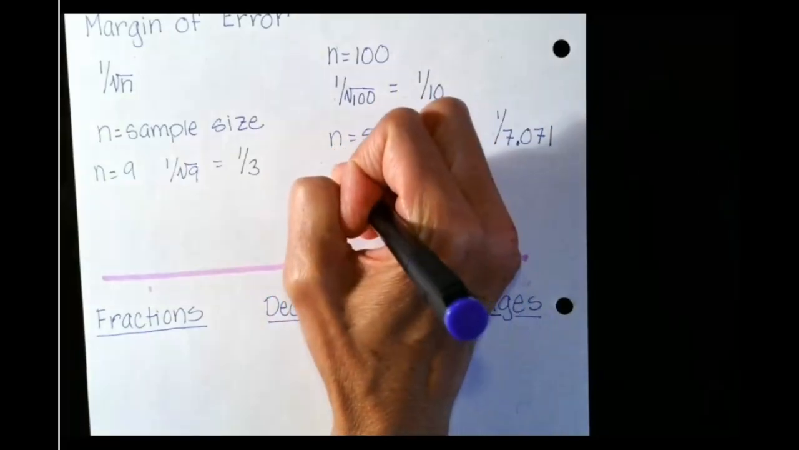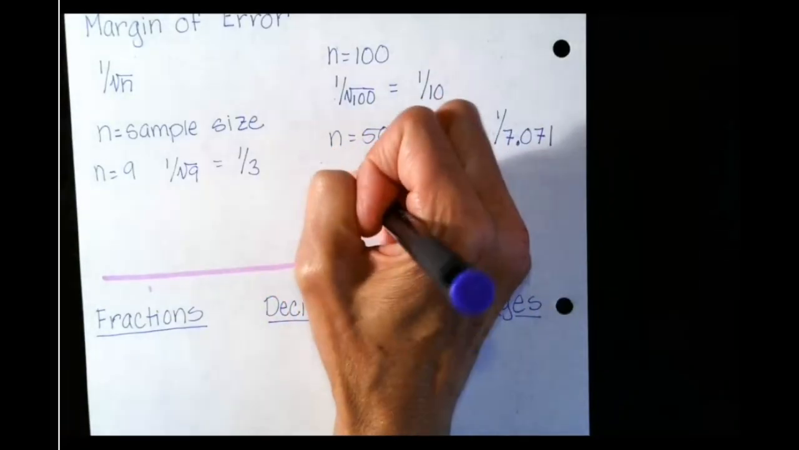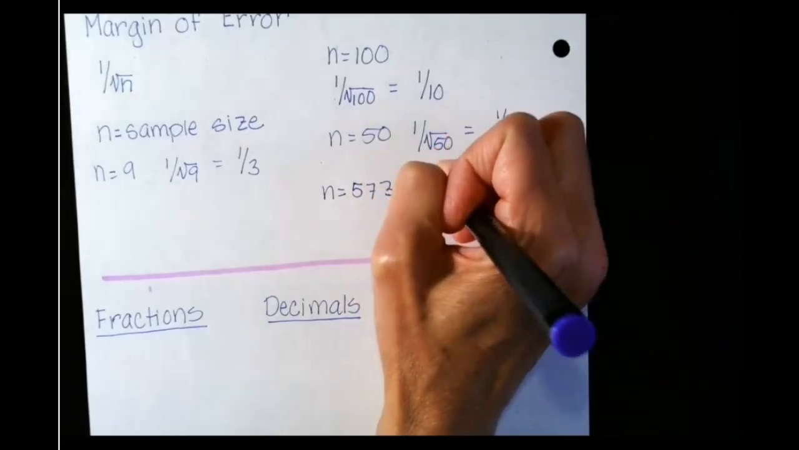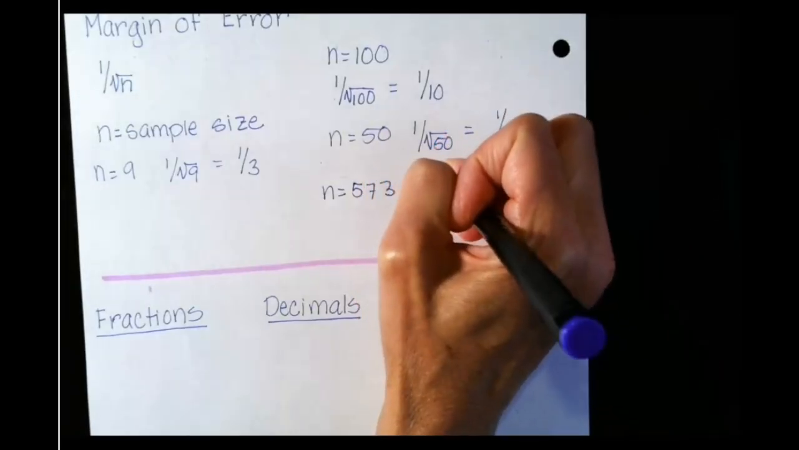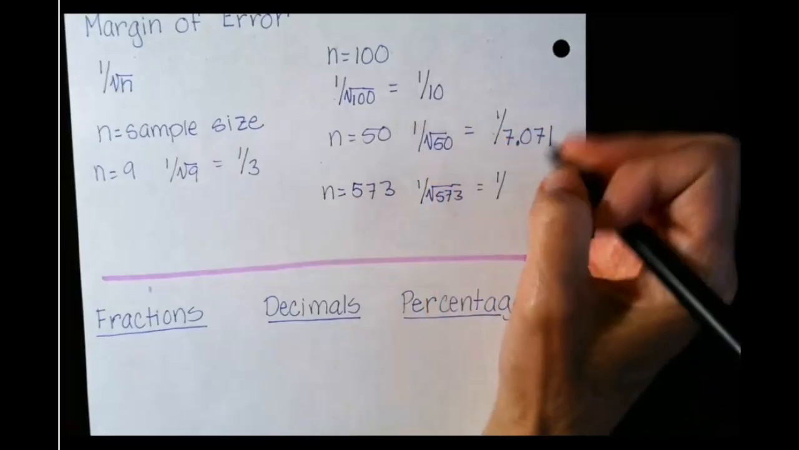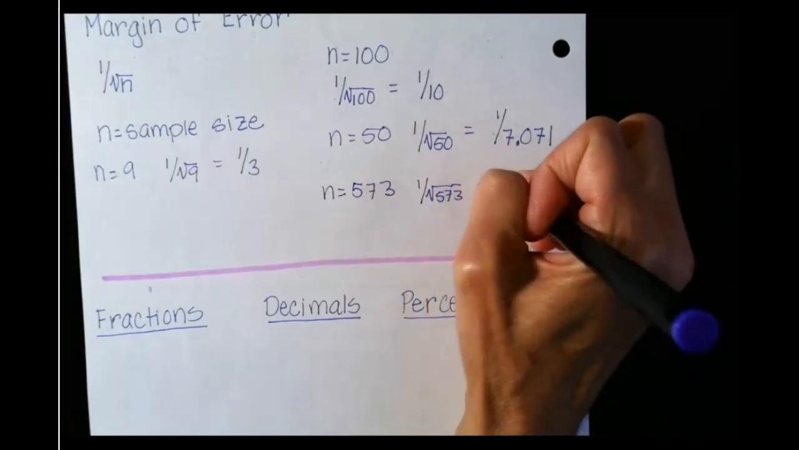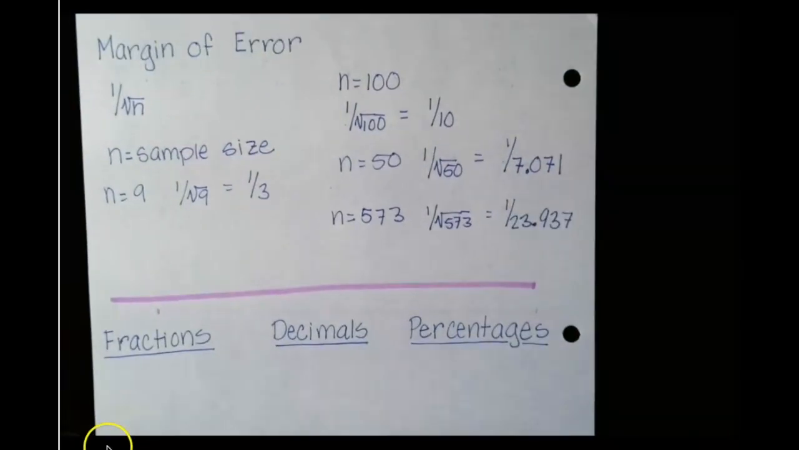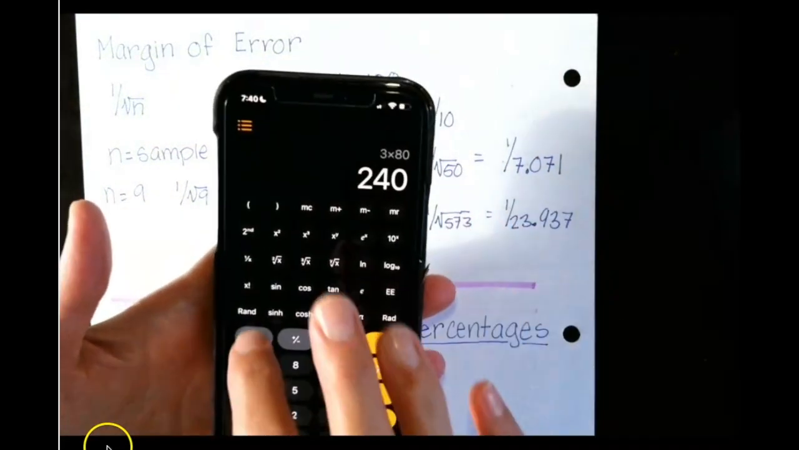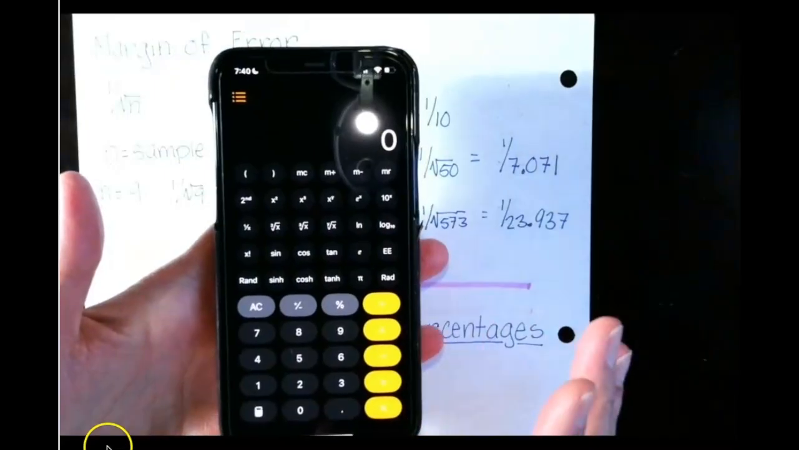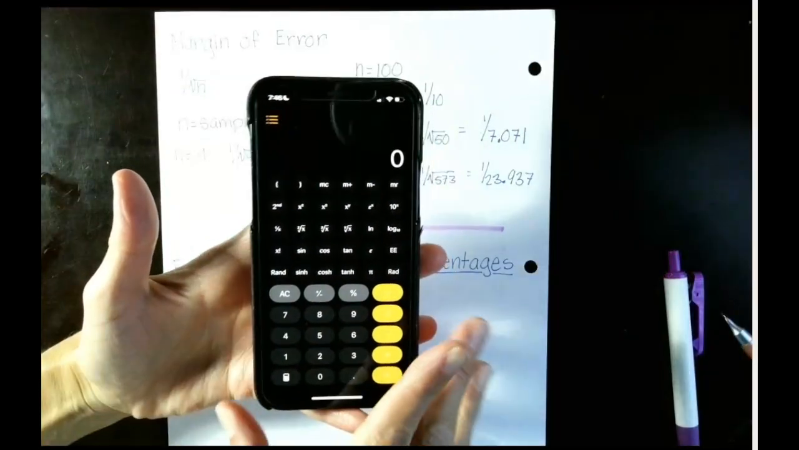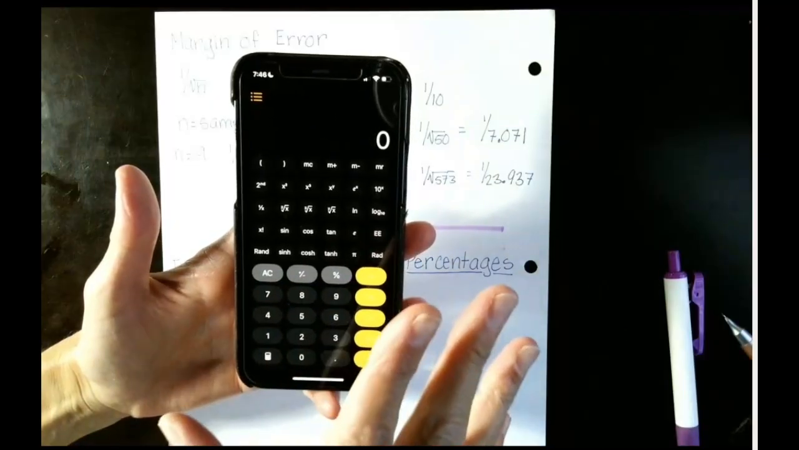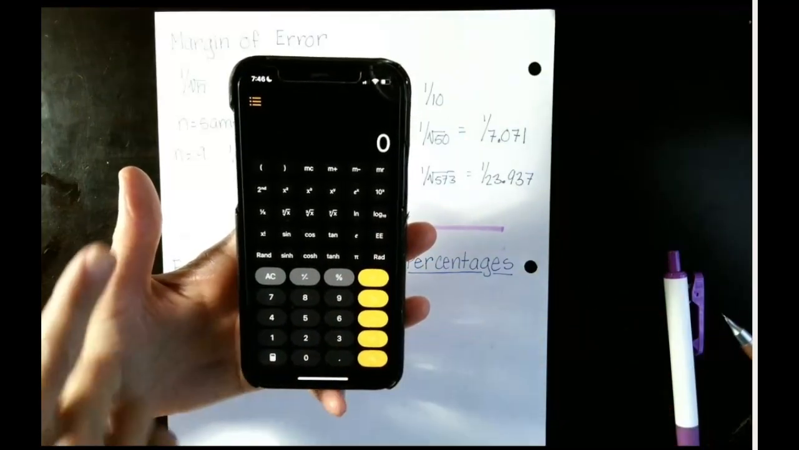And then we'll just do one more. Let's say that our sample size is 573. So we would have 1 divided by the square root of 573. And we would say 1 divided by 23.937. You can get a fancy calculator, or if you have your iPhone, that will work perfectly. For this, I'm literally just using my iPhone and the free calculator that comes on it. So if you have that, I would just recommend using it as well.